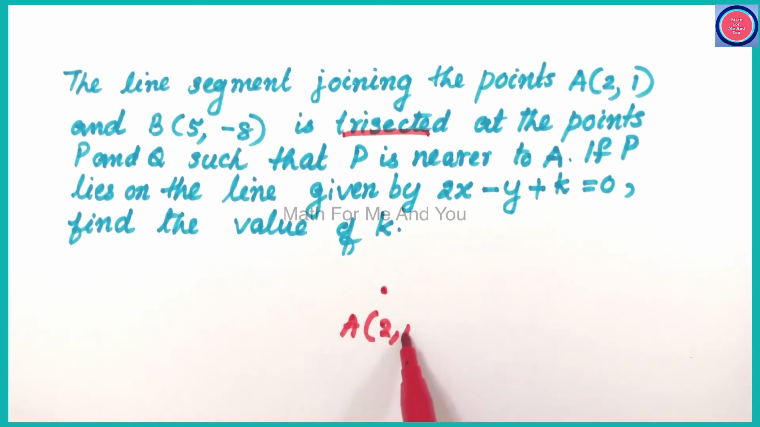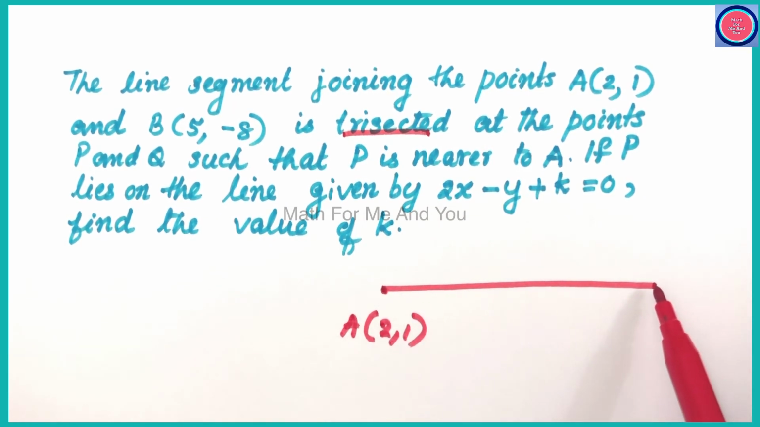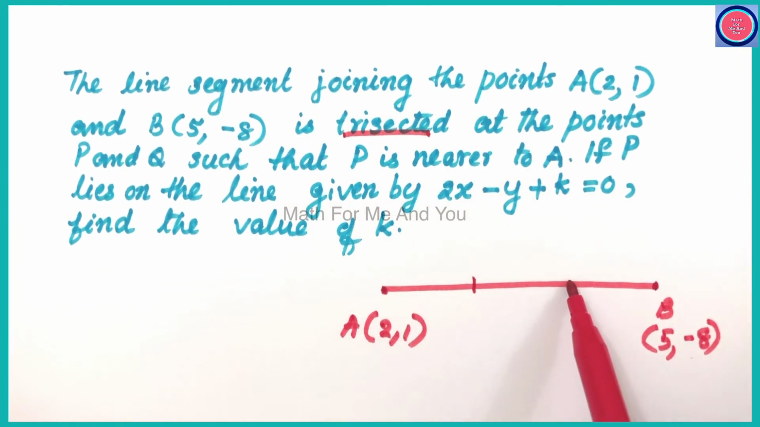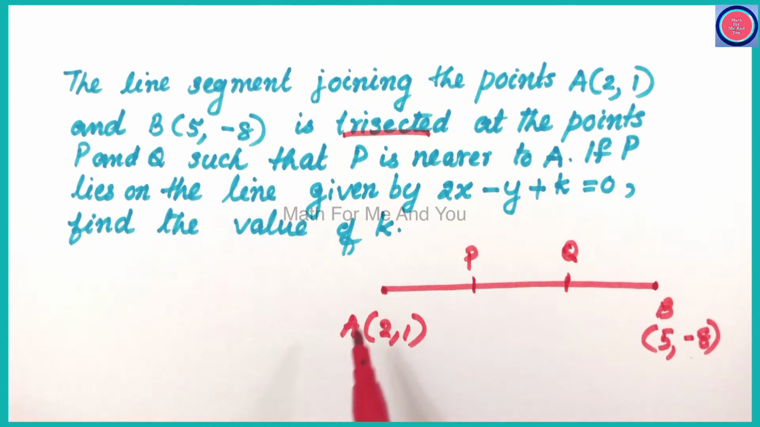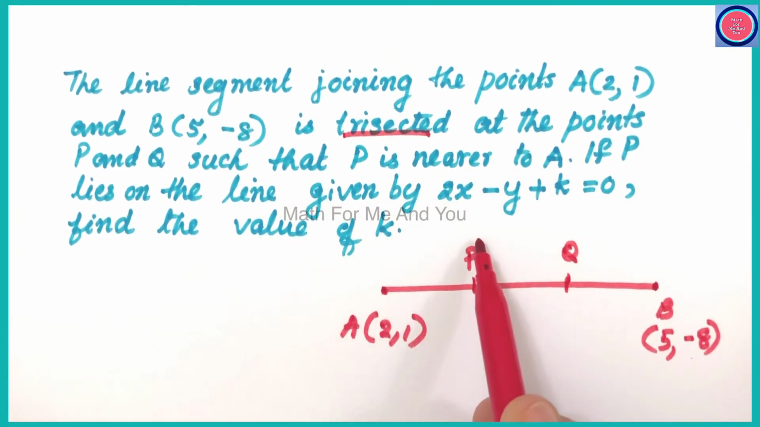Given 2 points A, that is 2, 1 and B, 5, minus 8, and the line segment joining A and B is trisected by the 2 points P and Q. So we can mark 2 points here. When we mark 2 points, we will get 3 equal parts. See here, I am going to mark 2 points, so that AB is cut into 3 equal parts. And the first point we can mark P and the second point Q because P is nearer to A. It is given in the question itself. When we look at P, what is the ratio that P divides AB?